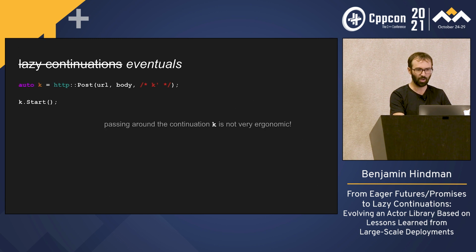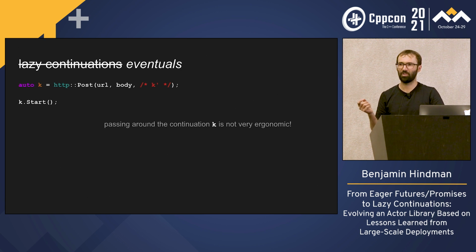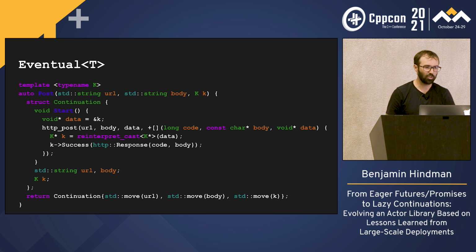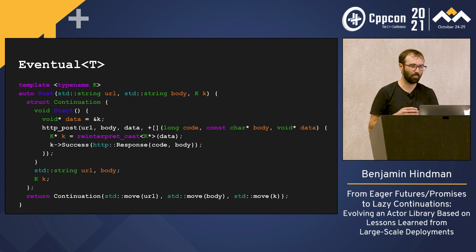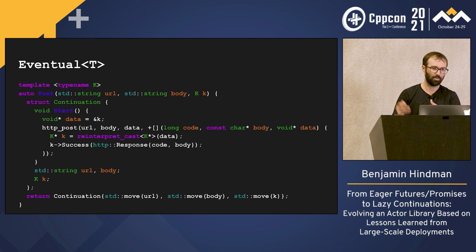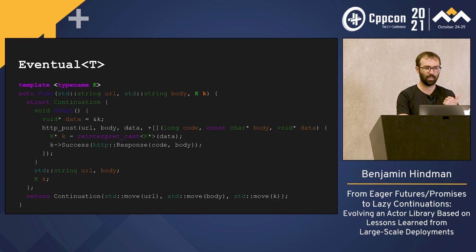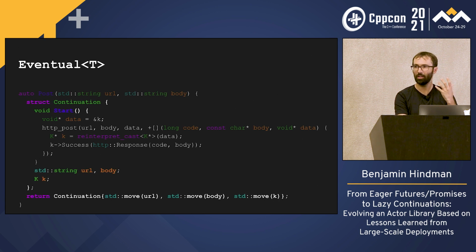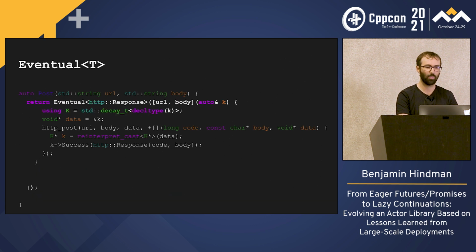Now, one of the things we didn't love was passing around the continuation k. In our experience, it wasn't very ergonomic. It led to kind of an inverted control structure of the code. So we ultimately said, well, can we solve that problem too? And we did, by creating this eventual type. Rather than passing in the continuation and then having some continuation that we create ourselves, you can actually return this eventual type. It kind of feels a bit like a promise. This is an eventual of an HTTP response.